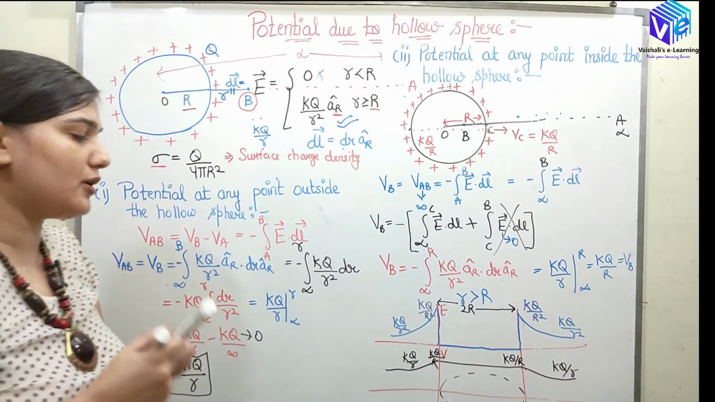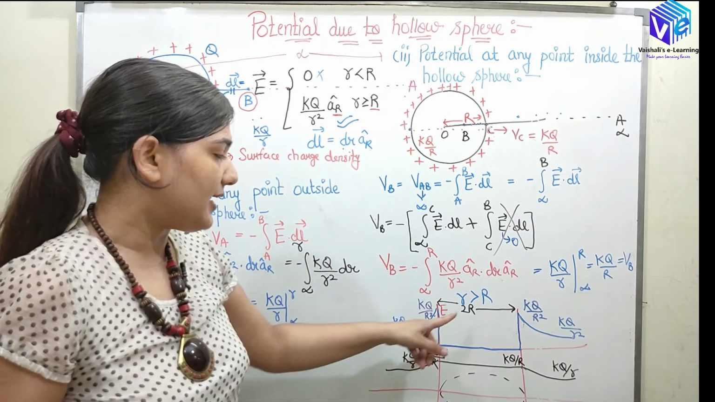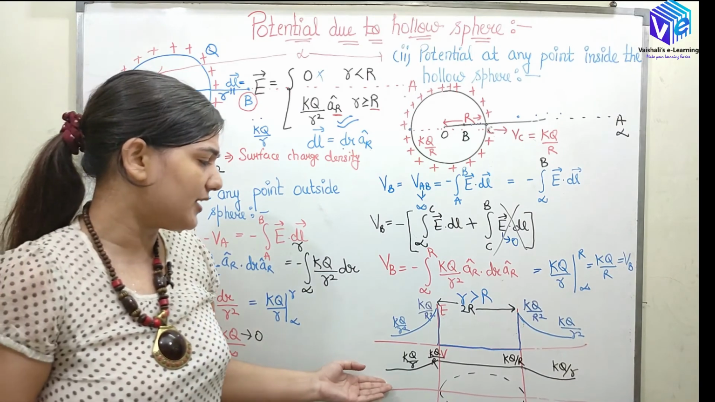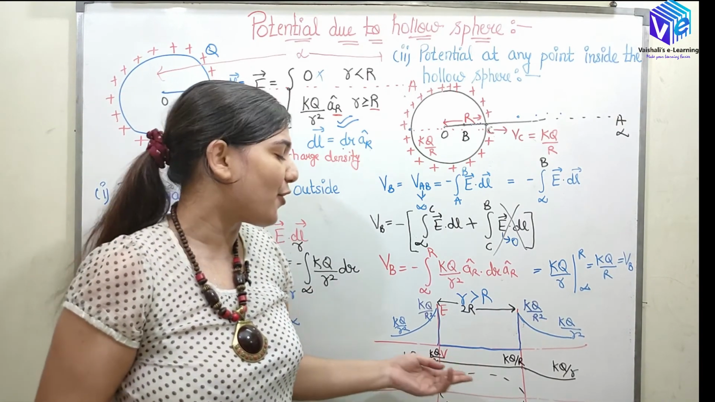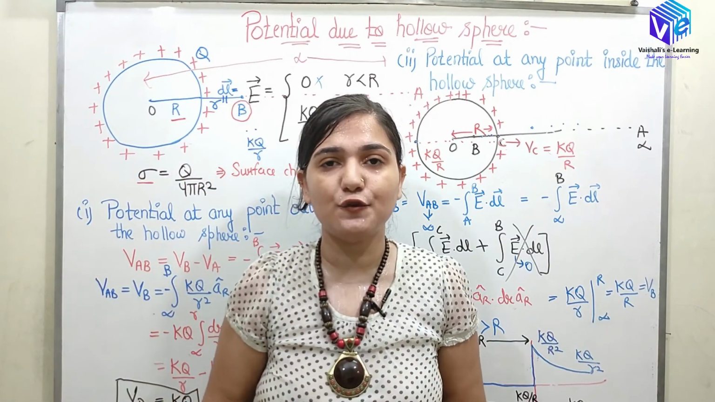So I hope now you understood how I have drawn the graph of the electric field and the potential for the hollow sphere at any point outside and any point inside the hollow sphere, and obviously on the surface of the hollow sphere as well. I hope you understood each and everything.